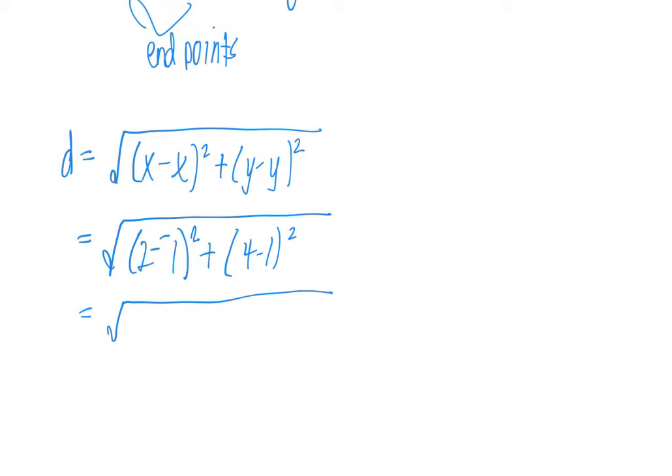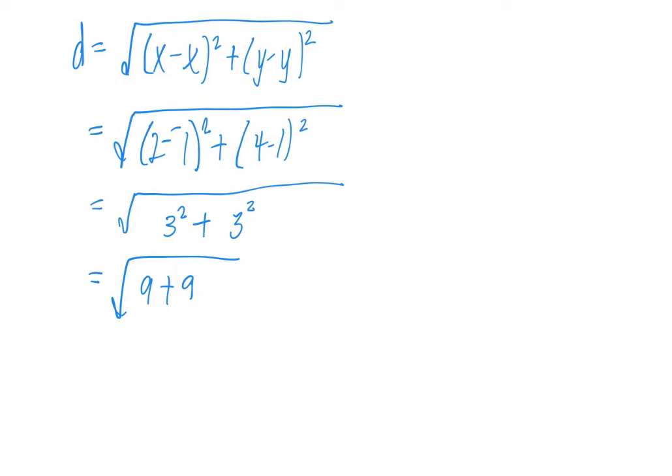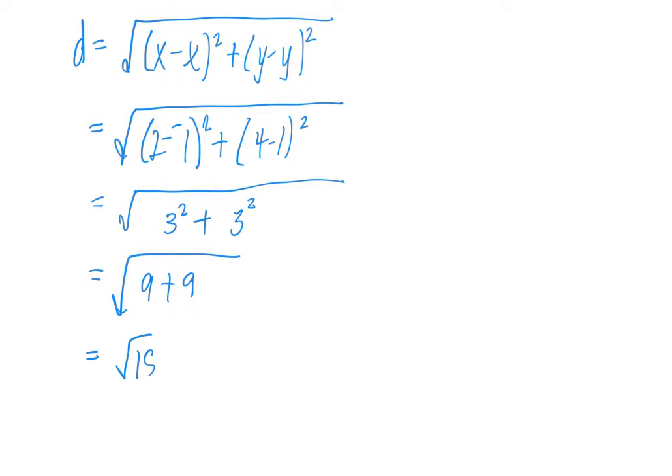Don't get lazy and just quit writing your square root and think, oh, I'll take the square root at the end, because you'll forget to take the square root. Okay, so just keep writing it every time. 2 minus -1, that's like saying 2 plus 1, so 3 squared plus 4 minus 1 is 3 squared. I end up getting the square root of 9 plus 9, which is the square root of 18.